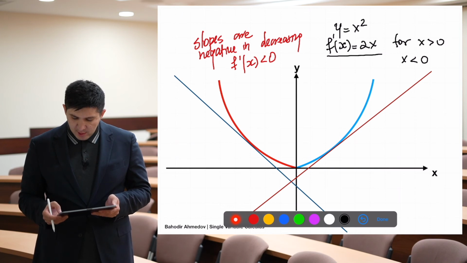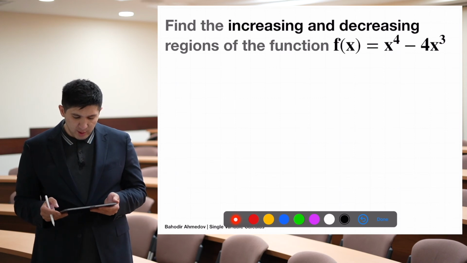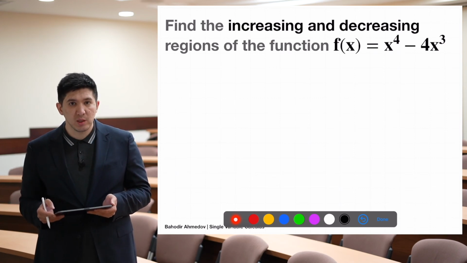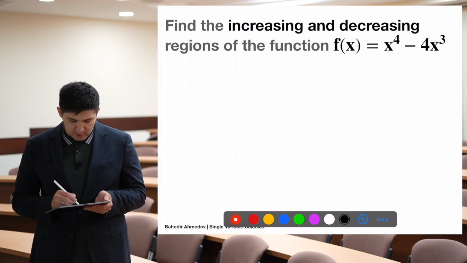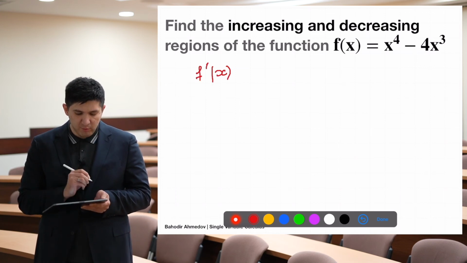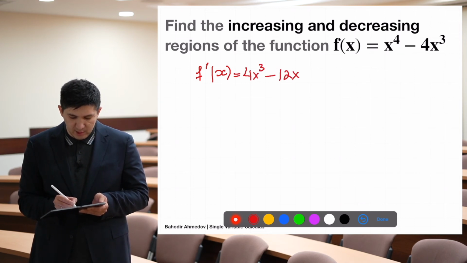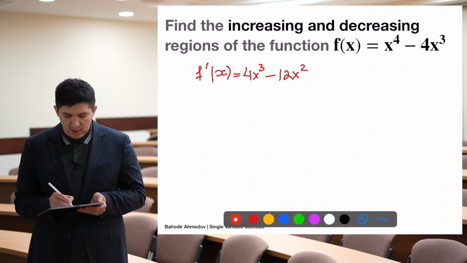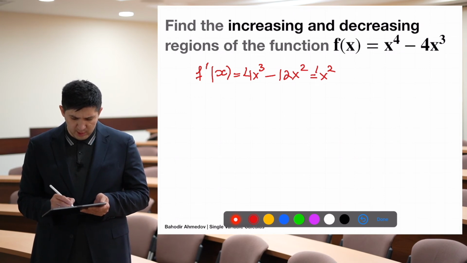So let's do a small exercise in order to find the increasing and decreasing regions of the following function. Let's say we are given the function x to the power 4 minus 4x cubed. We need to find its increasing and decreasing regions. The way we are going to do this is as follows. First of all, we find the derivative of this function. f prime of x is going to be 4x cubed minus 12x squared. I'm going to factorize this. I'm going to take out 4x squared from the brackets, and what is left is x minus 3.